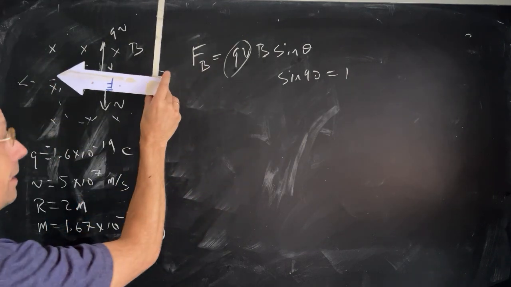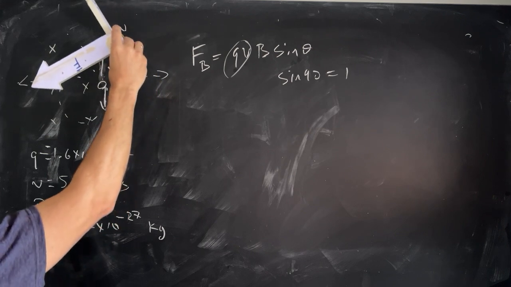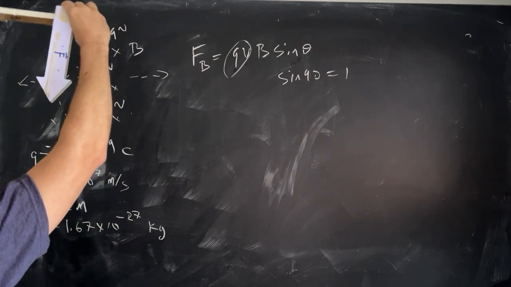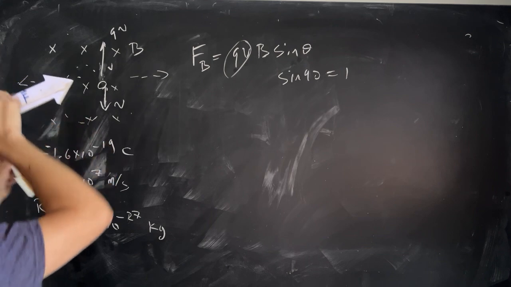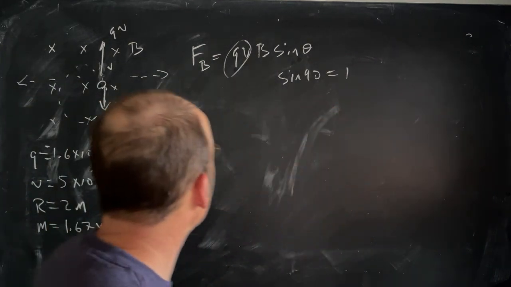And so the nice thing is that force, that sideways force, is going to make it turn direction. So now qv is like that, but still the force is going to be always pointing towards the center of a circle. And so that's how we get circular motion.